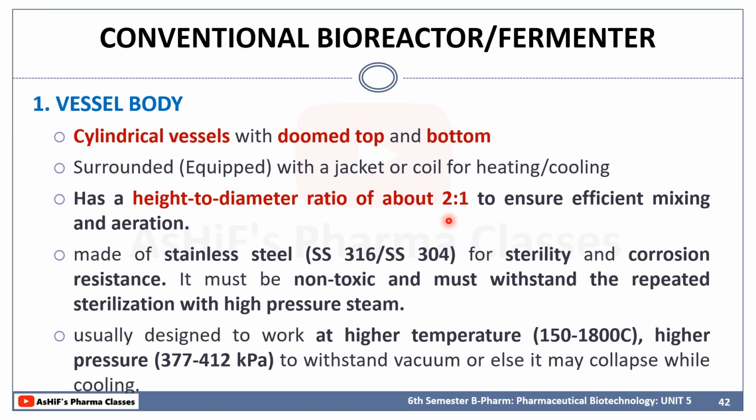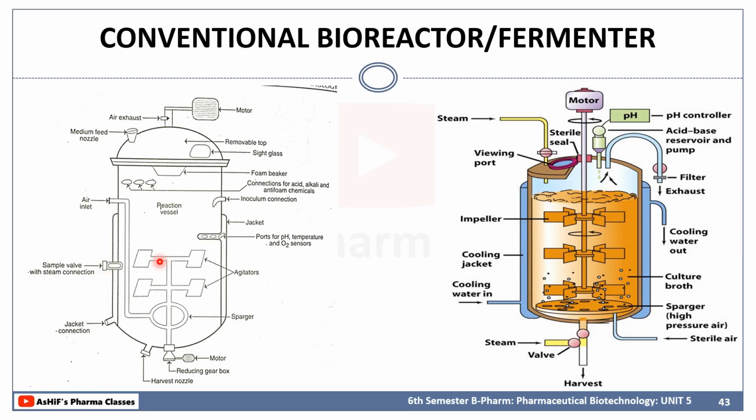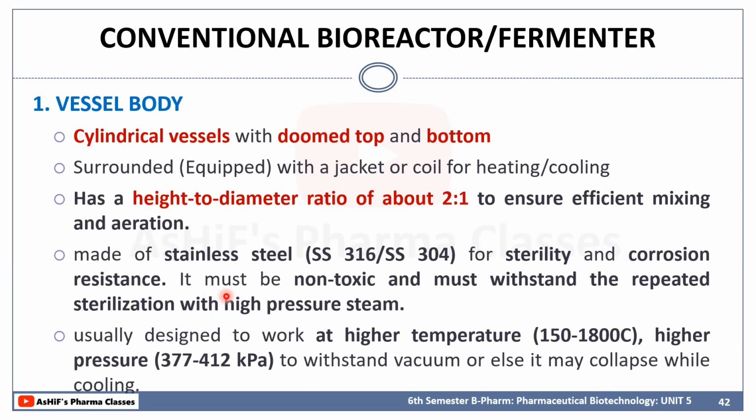because the height will be double the size of the diameter. While seeing this, you can see this is the diameter, so usually the height will be more when compared with the diameter. This is to ensure efficient mixing and aeration of the fermentation process. That's why it is made in that way, in a 2 to 1 ratio.